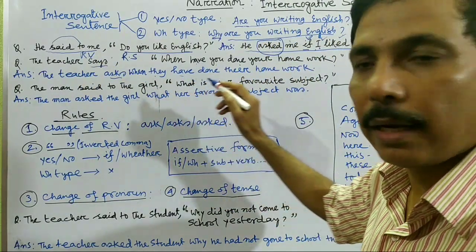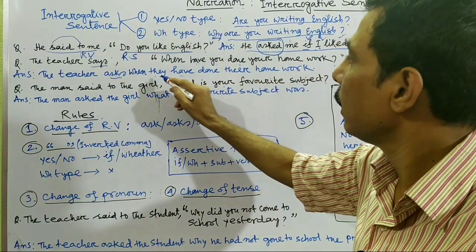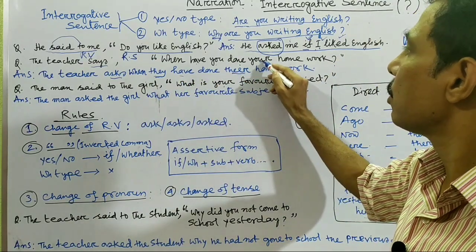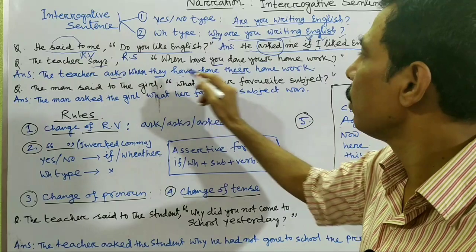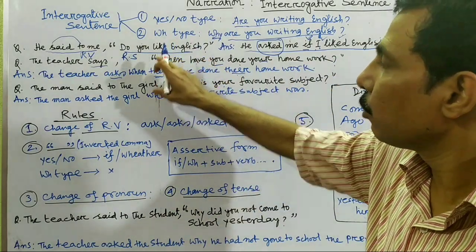We have already learned in the assertive sentence, "have done their homework". Here "you" changes into "they", and "your" changes into "their homework". So there are two examples.